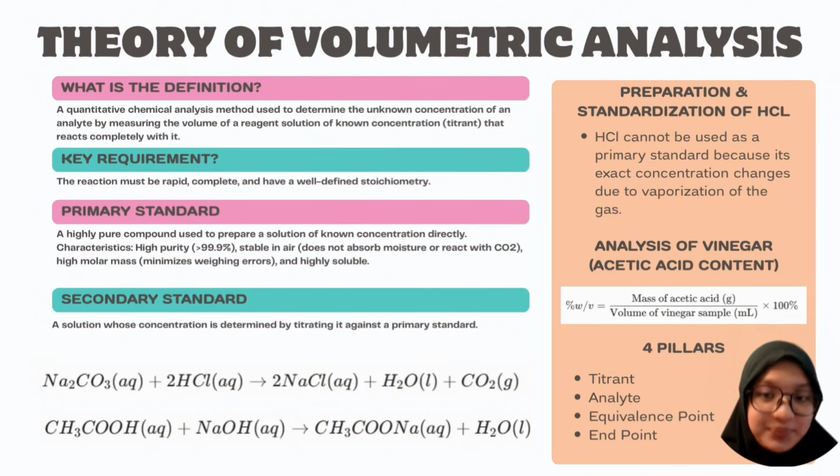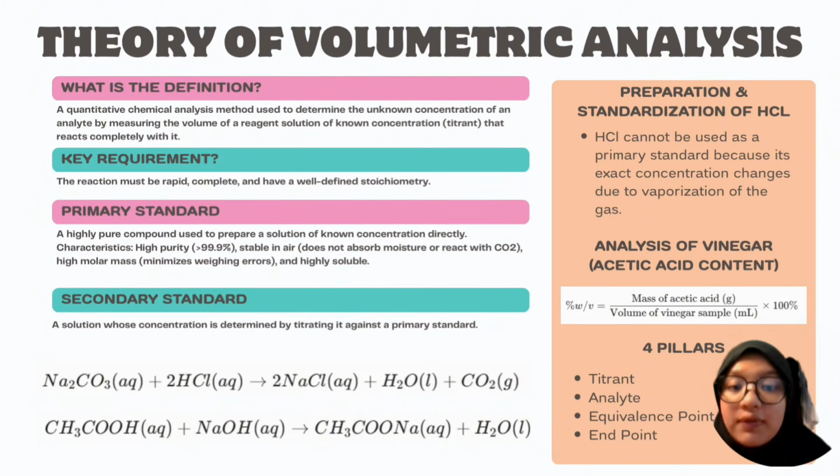Okay, moving on to the standardization of HCl, we apply this in Part A of our experiment. Since HCl gas can evaporate from solution, its concentration drifts. To find its exact molarity, we titrate it against our stable primary standard, sodium carbonate. The stoichiometry shows a 1:2 ratio. This means for every 1 mole of sodium carbonate in our flask, it takes 2 moles of hydrochloric acid from the burette to neutralize it. By tracking the exact volume of HCl used to reach the endpoint, we can use the mole ratio to calculate the highly accurate molarity of our HCl.